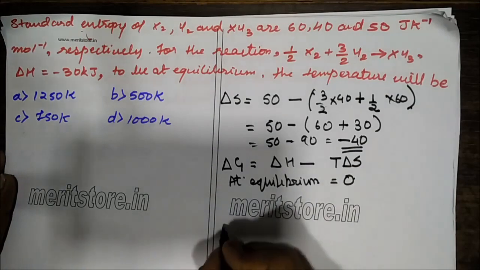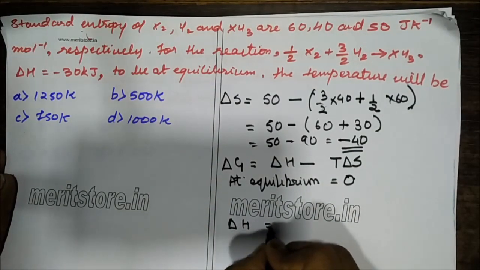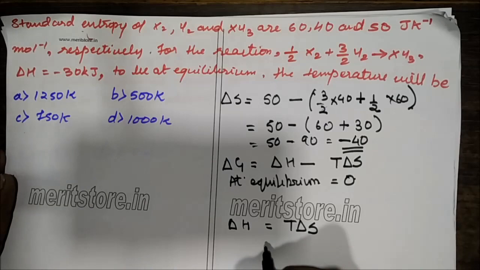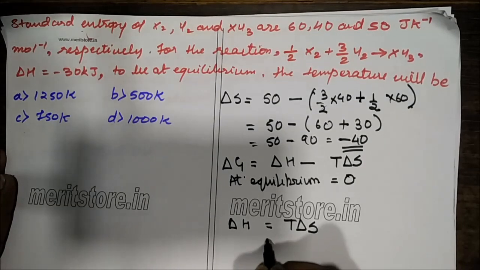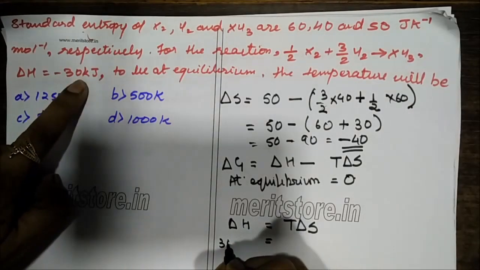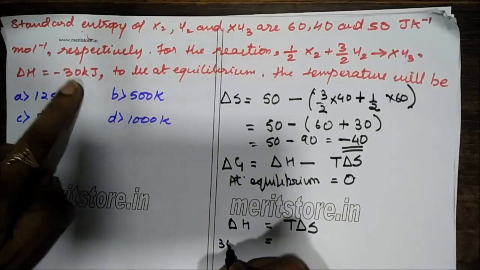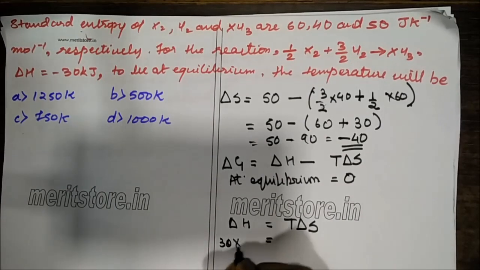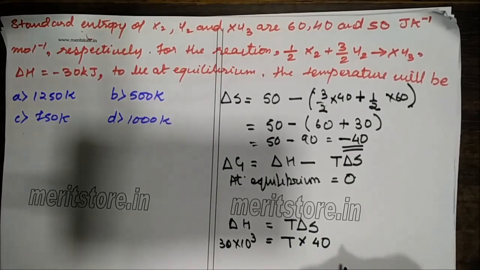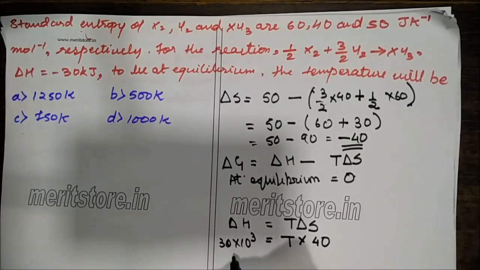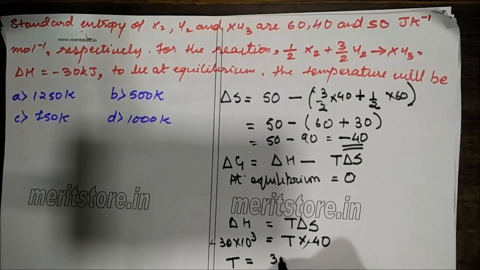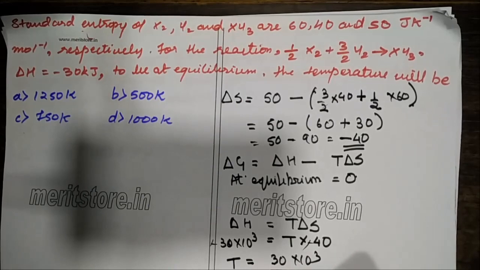Alright. Because it has reached a state of constant, delta H is actually T delta S. So what is the value of delta H given to you as? It is in kilojoules, so we will have to convert it into joules. So 30 into 10 raised to 3 would be equal to T into 40. Minus signs from both sides are getting cancelled. See, it was minus 30 and minus 40, so we are cancelling off the negative sign. So what is T? T would be 30 into 10 raised to 3 upon 40.